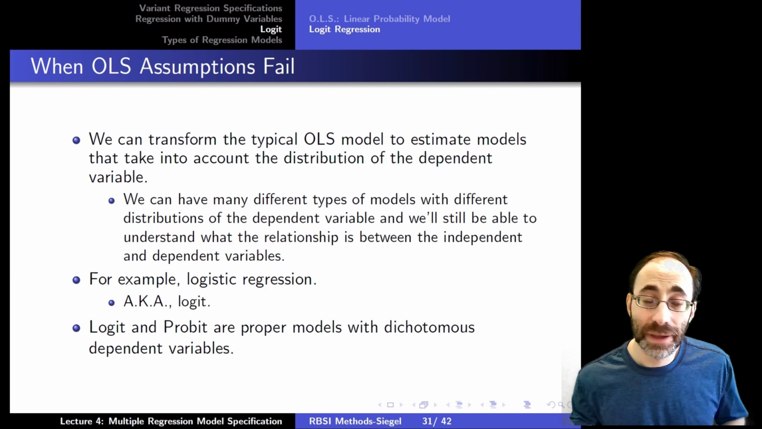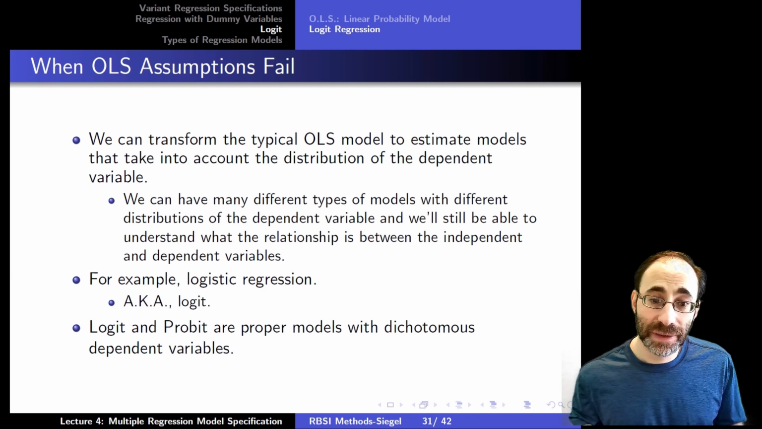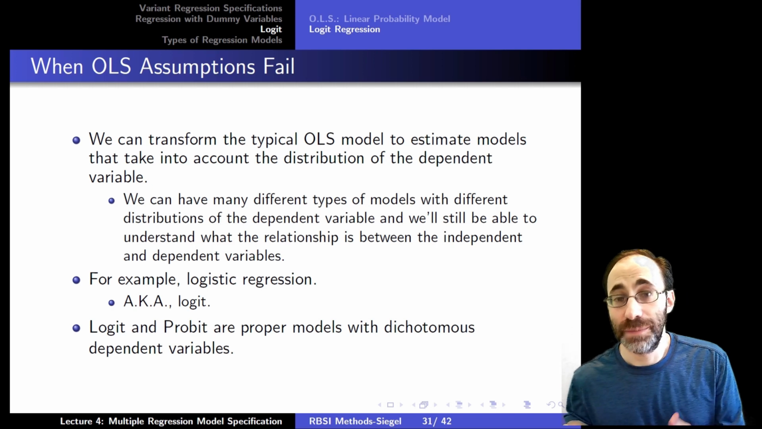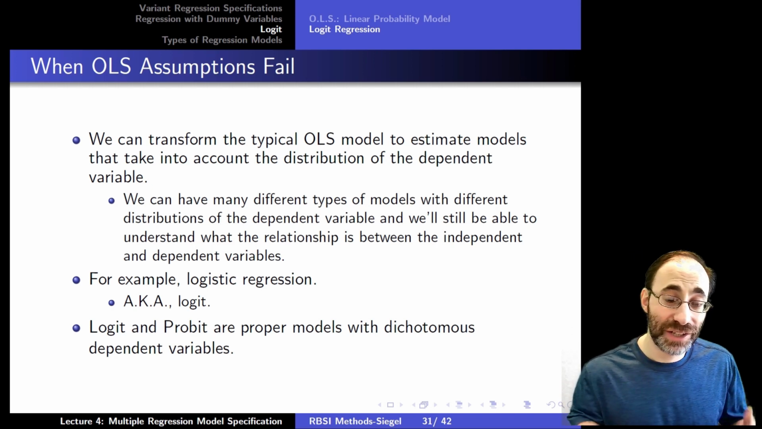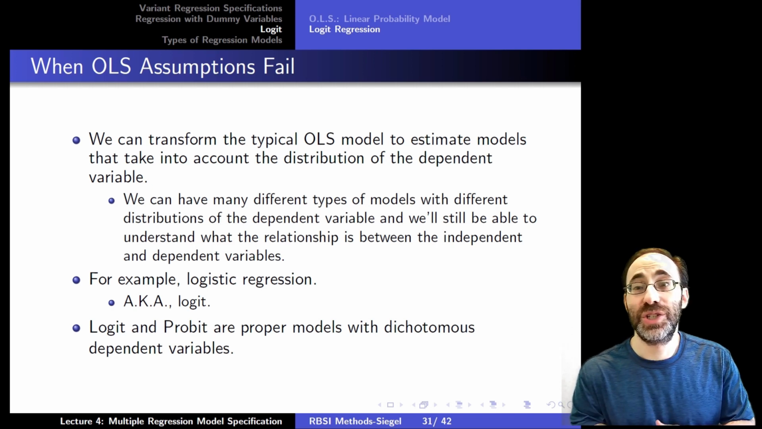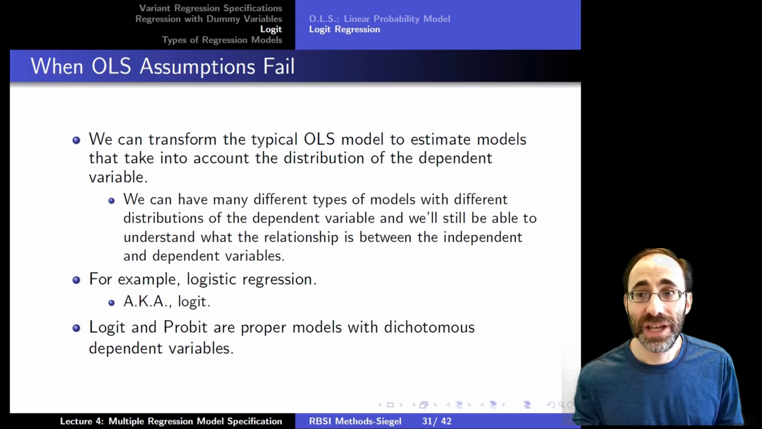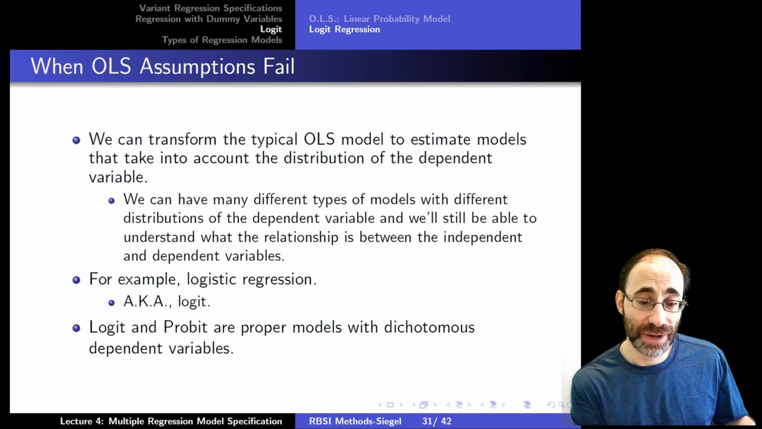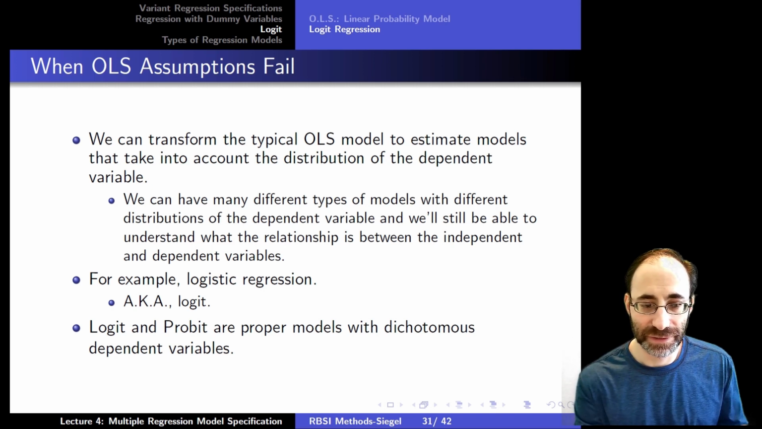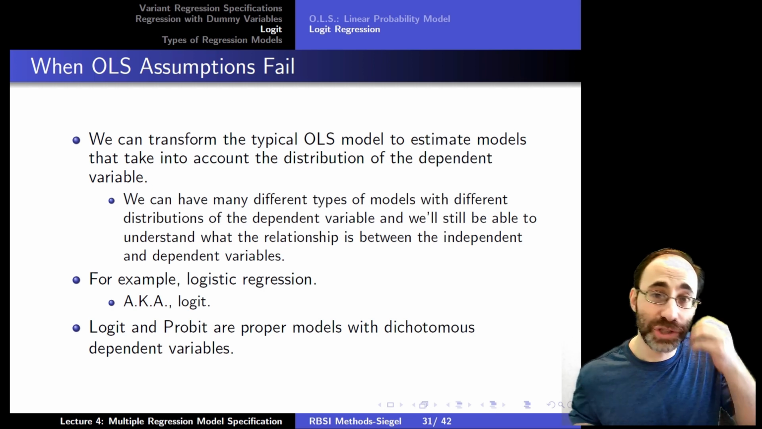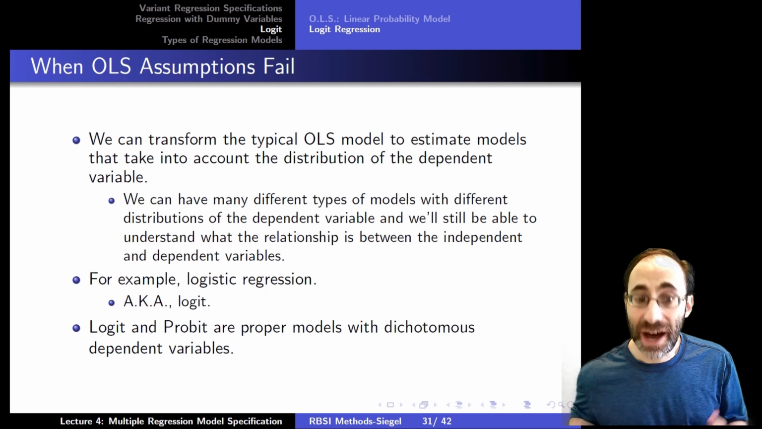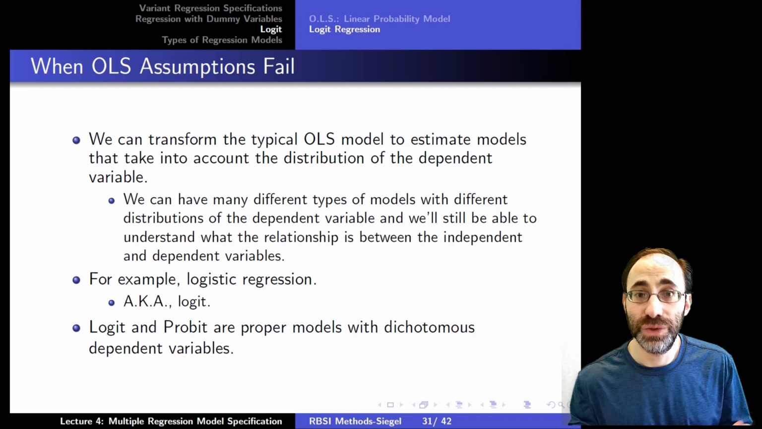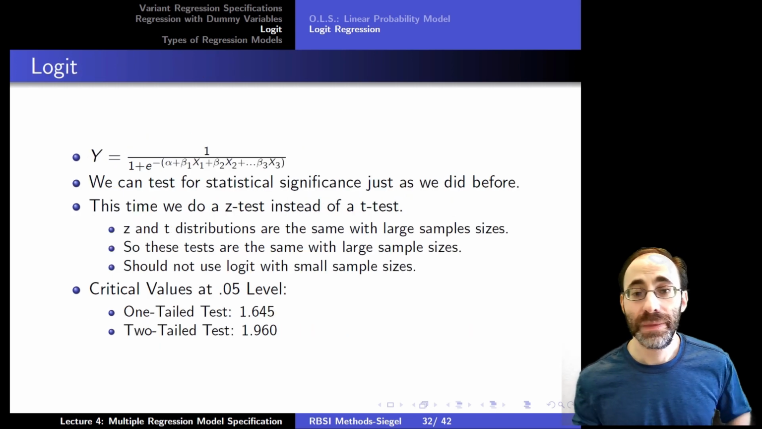We can see it here as well. And logistic regression, or just Logit, is one of those transformed models. I should say logistic regression is super common in machine learning approaches and data science. So this comes up a ton if you go in that direction of job, I guess. Logit and Probit are proper models for dichotomous dependent variables, so dependent variables that take only two different values.